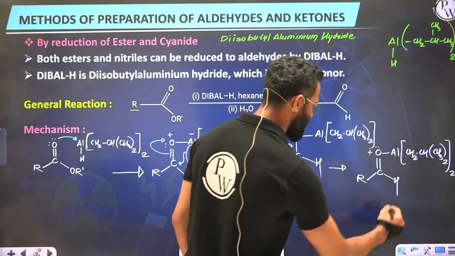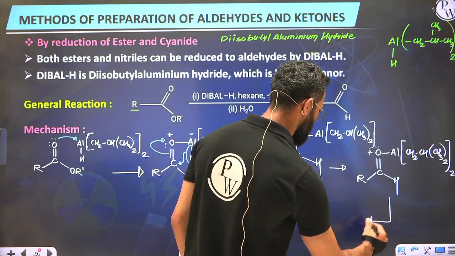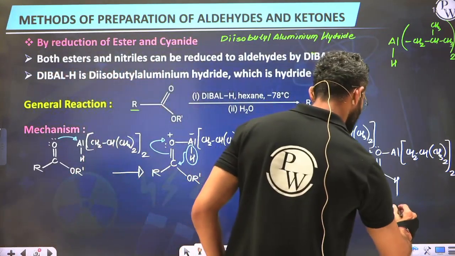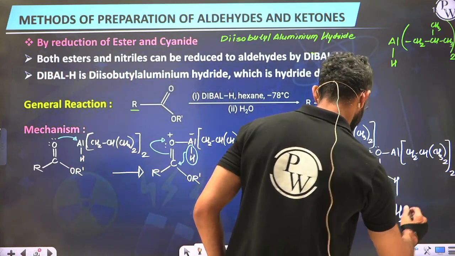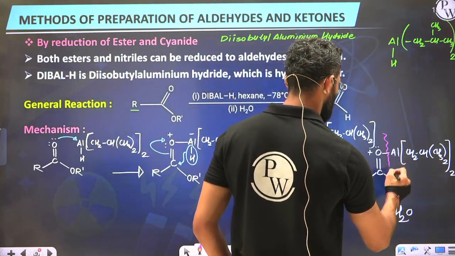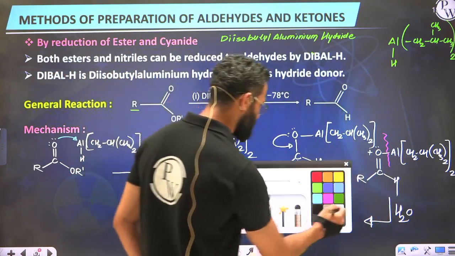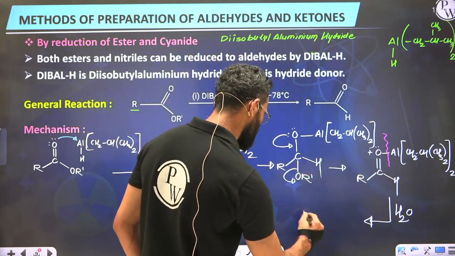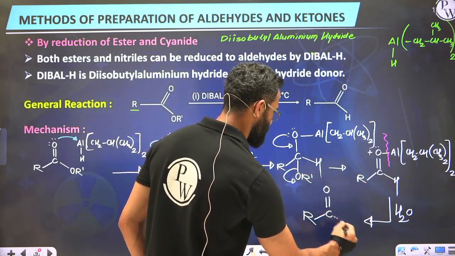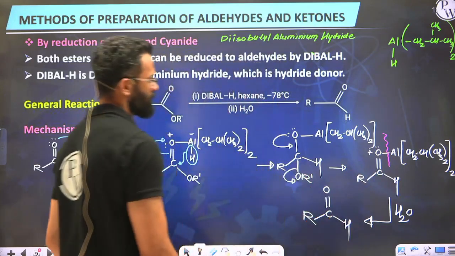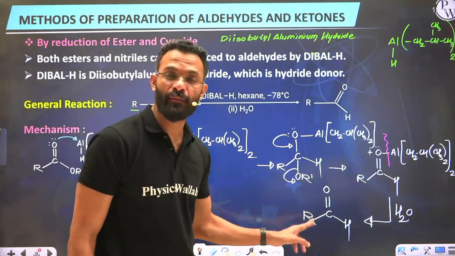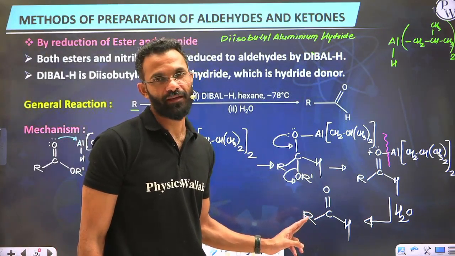Now if you carry out hydrolysis of this, that is the second condition, hydrolysis. This hydrolysis will be used to break down the bond here, and you'll be getting your desired product, aldehyde. So guys, that's how ester can be reduced to aldehyde. Remember, no further reduction will be done.